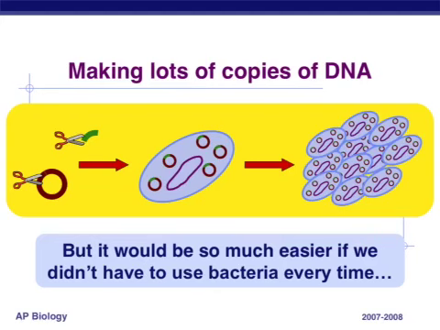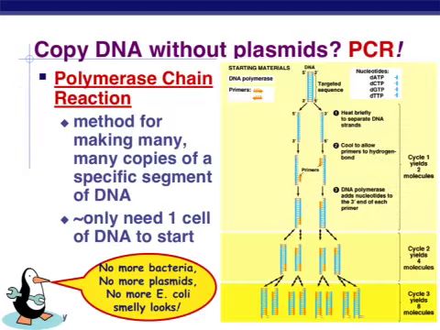Okay, so we know that we can use bacteria to make lots of copies of DNA. But it would be so much easier if we didn't have to wait and depend on bacteria to first pick up the plasmid with our gene that we want made, and then to actually replicate. Yes, it's a fast process, but it would be even better if the process could be even faster. There is a way to make the process faster.